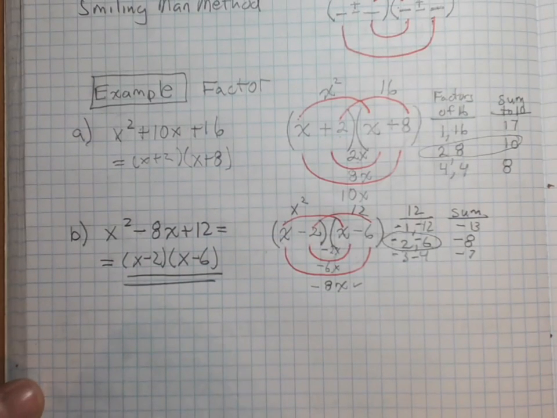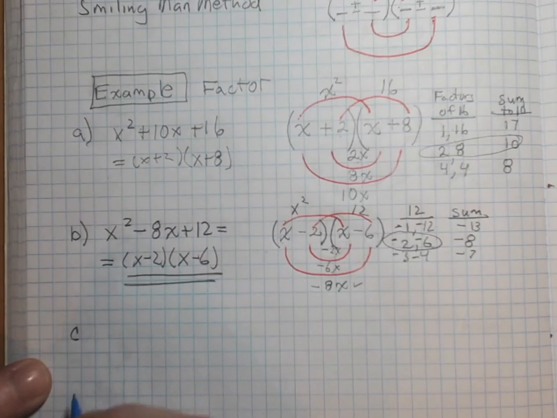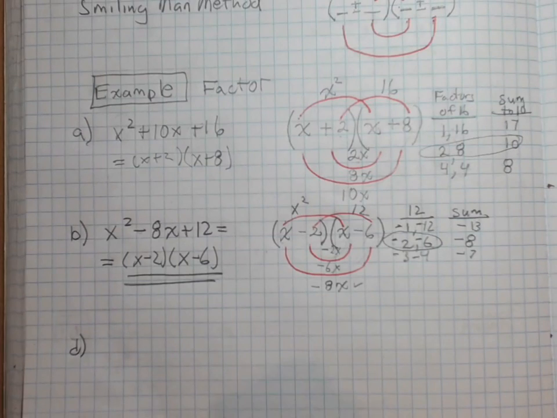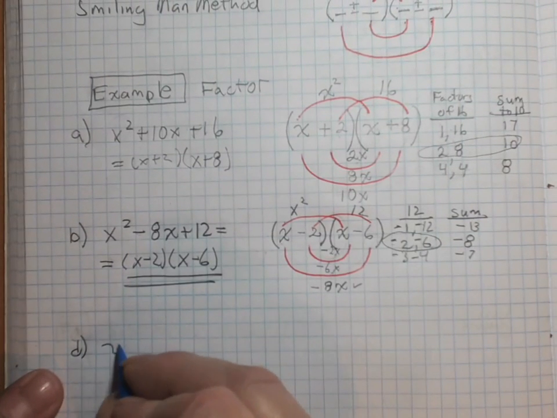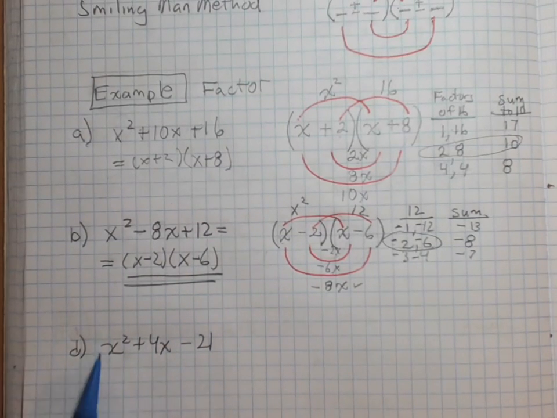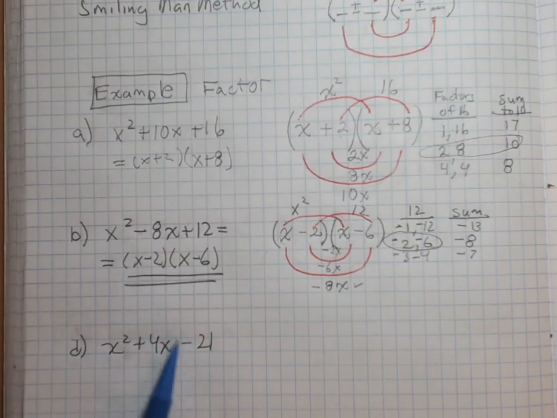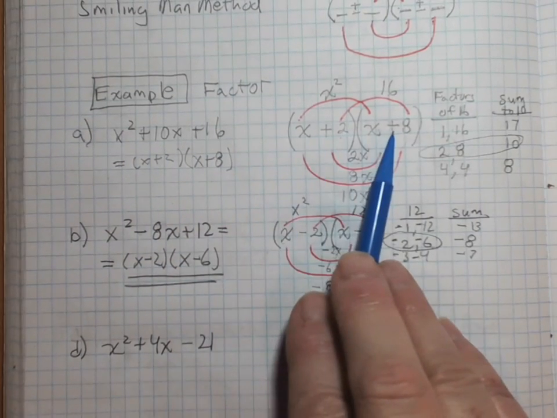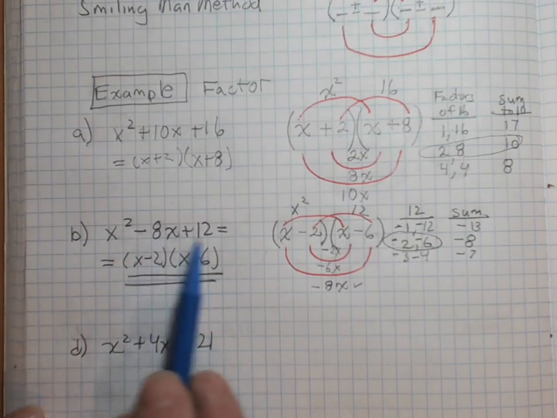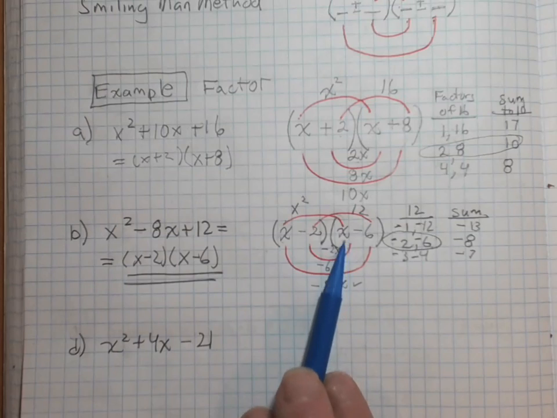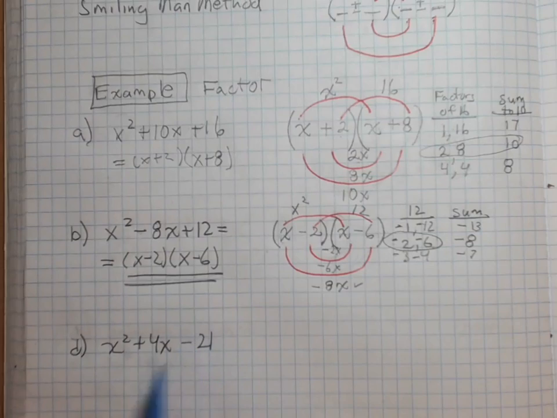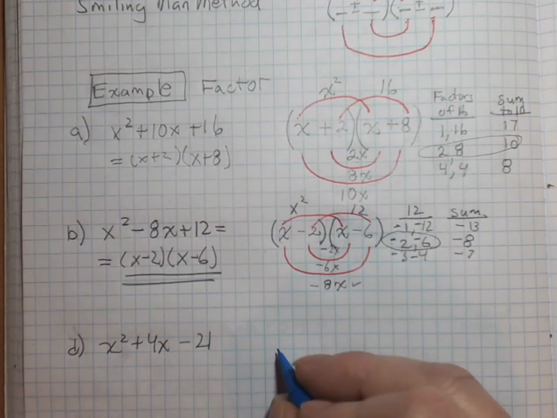All right, one more. I'll move it down just a little bit. Last example. X squared plus 4x minus 21. So you can see I'm playing a little bit with the minus sign. Okay, the first one was all positives, so everything was positive. Here we have two positive terms, we have a negative, so we had to think about how we were going to get a negative middle term. All right, so what happens when the negative's on the end? Let's take a look. So I'll begin with my smiling man structure.